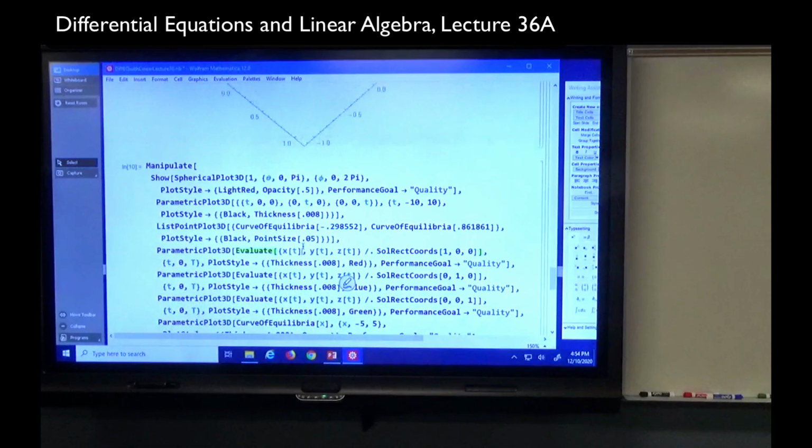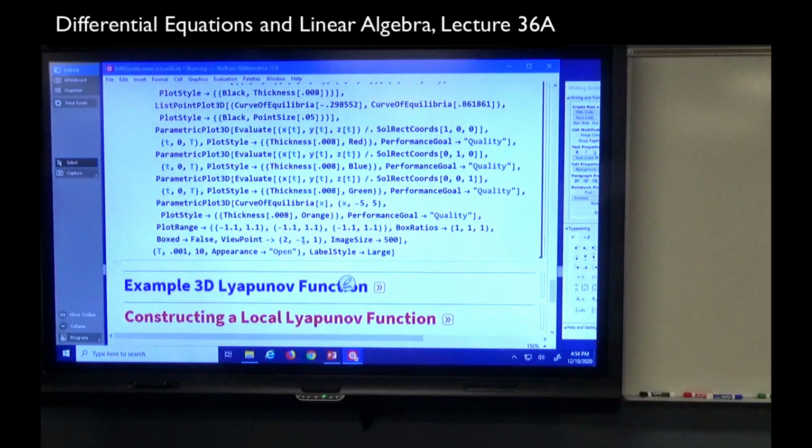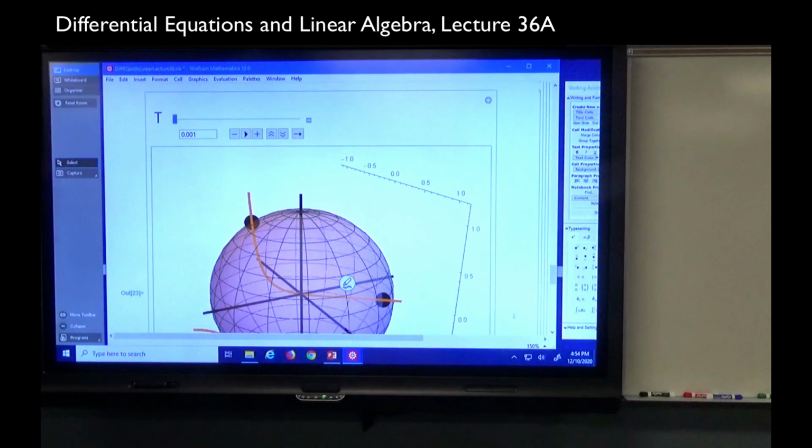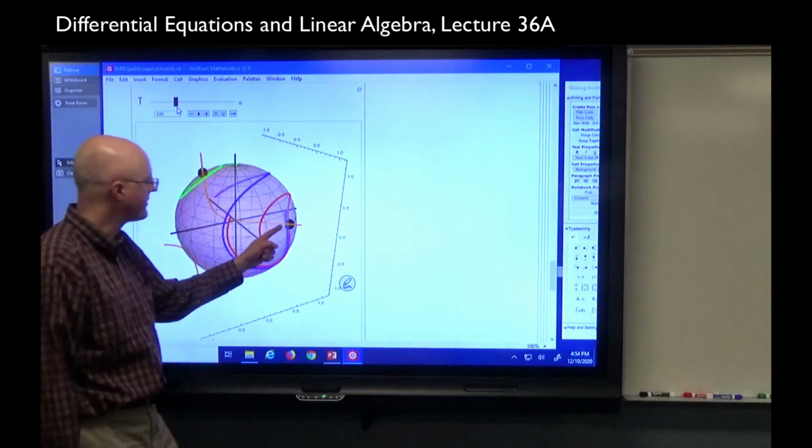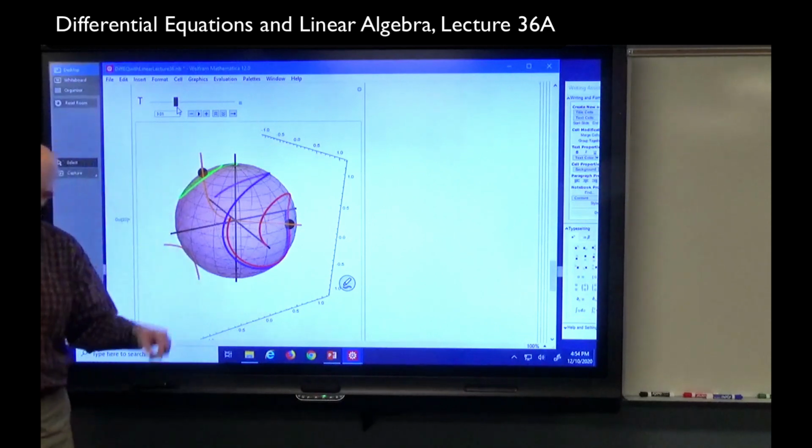If I let time be animated, which I do here, then we can see which one's the spiral source and which one's the spiral sink. I'm letting t increase from 0. And I'm seeing solutions that are moving away from this one, it seems, and going toward that one.